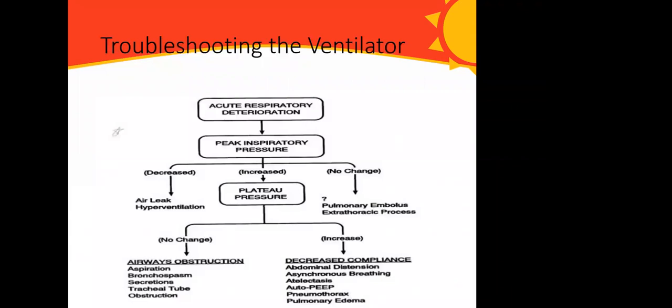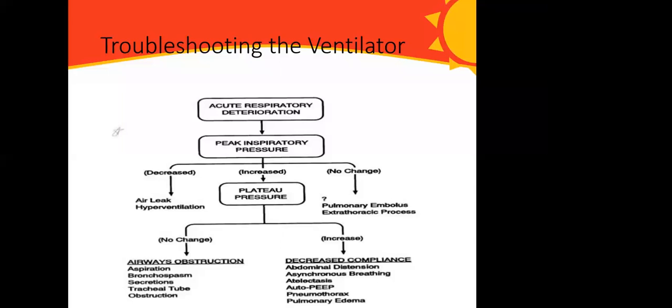So this is a diagram to show you how to proceed. When a patient is on a ventilator and there's an acute respiratory deterioration, check the peak inspiratory pressure. This is important. If the peak inspiratory pressure is low, you want to check for air leak. Is there any leak anywhere in the circuit? Starting from your endotracheal tube, your cuff, your tracheostomy tube, you want to check all the connectors, your breathing circuit. Or is the patient hyperventilated, not having enough time for pressure to build?